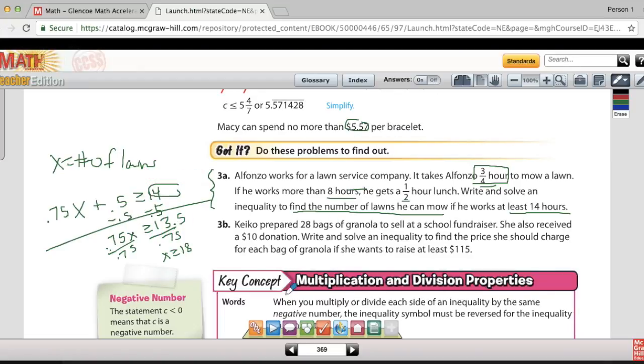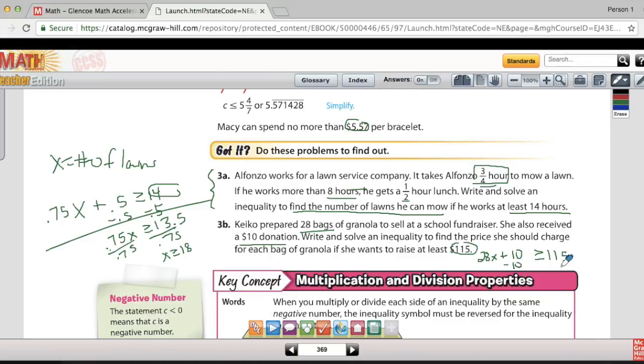For 3B, we have Kiko prepared 28 bags of granola. She also received a $10 donation. Write and solve the inequality to find out the price she should charge for each bag if she wants to raise at least $115. So she wants to have greater than or equal to $115. So we have 28 bags of granola times the amount of money each bag costs, plus the $10 donation that she received, and we want that to be over $115.